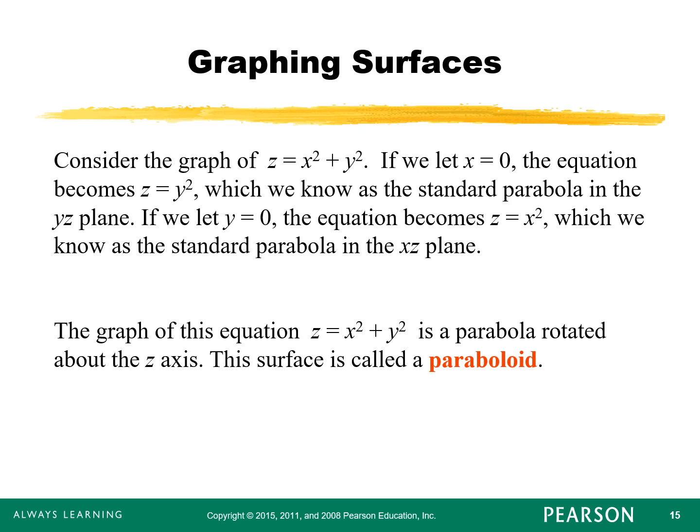The graph of this function, z = x^2 + y^2, is a parabola rotated about the z-axis. This surface is called a paraboloid. These things are actually used in real life in automobile headlights, reflectors, and other paths, such as to determine the path of a long-range ballistic missile.